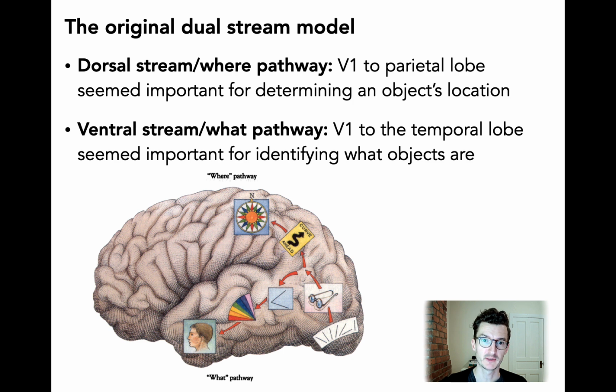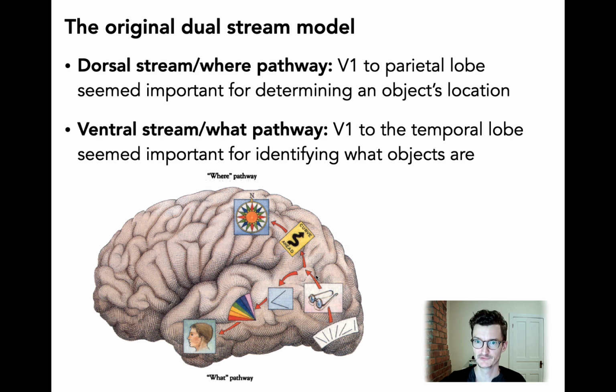So this dorsal stream seems important for determining an object's location, where things are in space. The ventral stream seems important for identifying what objects are. And again, when I say stream or pathway, we're assuming that information is processed in stages. So you can just think of a neural network that's responsible for, in one case, determining where something is in space, and in the other case, determining what is it that I'm looking at.